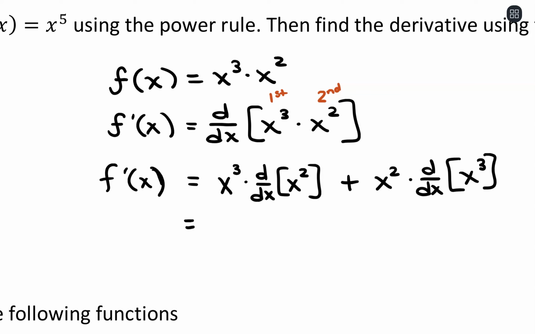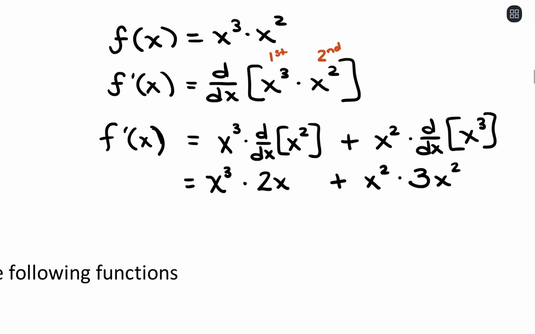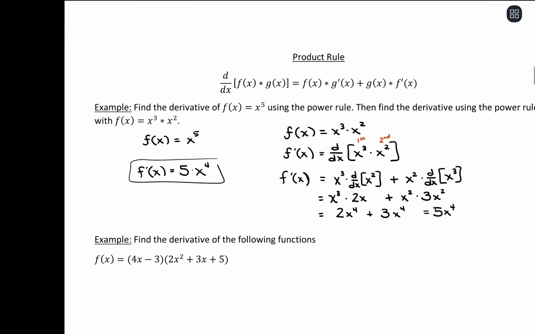All right, and then we simplify down. So x cubed is going to stay there. The derivative of x squared is going to be times 2x. And then we're going to go plus x squared times the derivative of x cubed, which is 3 times x, and then 3 minus 1 for an exponent of 2. X cubed times 2x is 2x to the 4th, plus x squared times 3x squared is 3x to the 4th. Add them together because they're like terms. There's our 5x to the 4th.